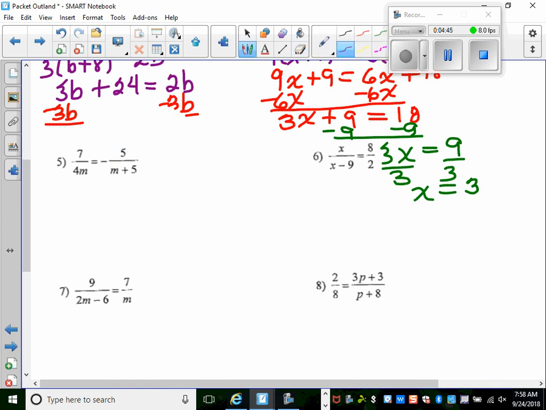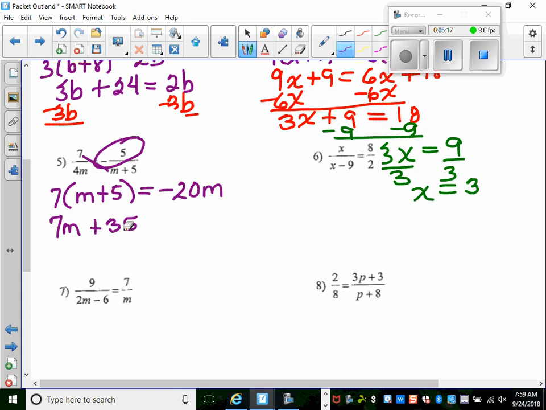All right, so let's go ahead and cross multiply. So when I cross this way, I'm going to have 7 times m plus 5. And when I cross the other way, remember I said I'm going to take the negative with the 5. So negative 5 times the 4m will give me negative 20m. All right, so take that negative sign with the numerator. And now I'm ready to distribute this and get 7m plus 35 equals negative 20m. Subtract 7m.